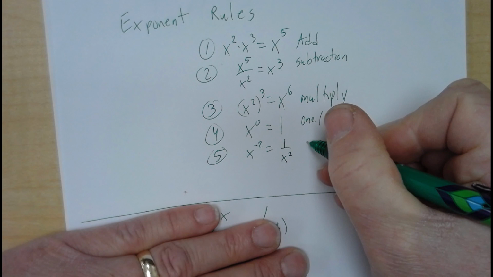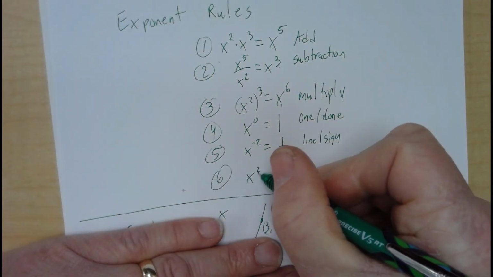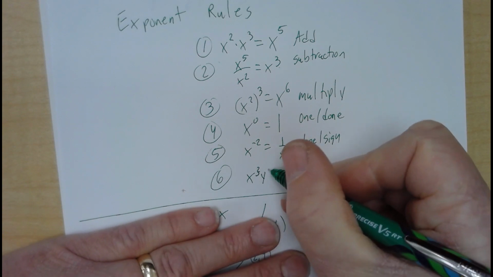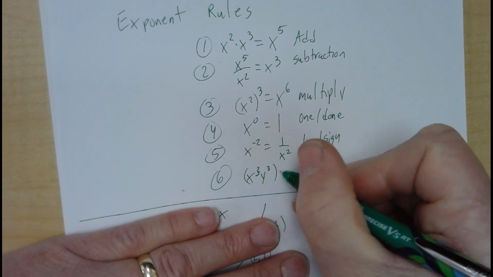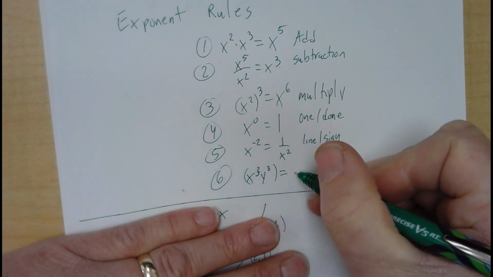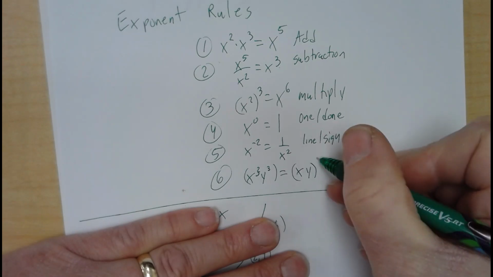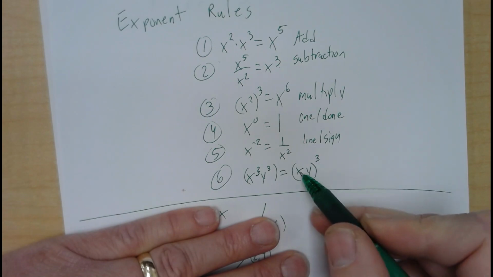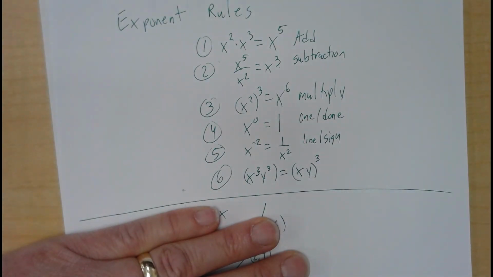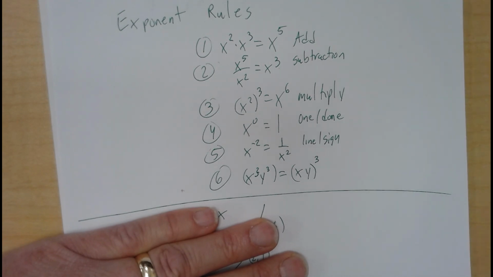And number 6, if you have the same exponent and you multiply those together, you can also do it this way. You could multiply the bases and then make it one exponent, because x is being cubed and y is being cubed. So these are the 6 rules of exponents.